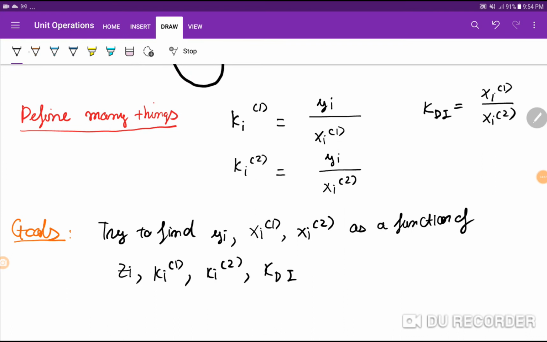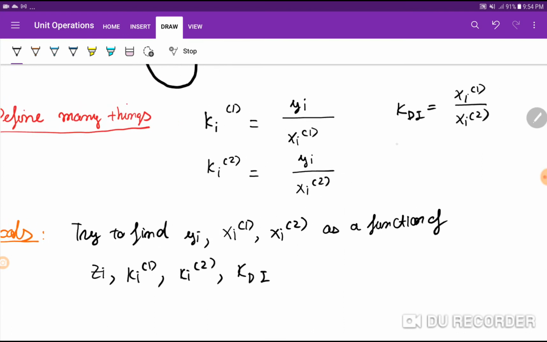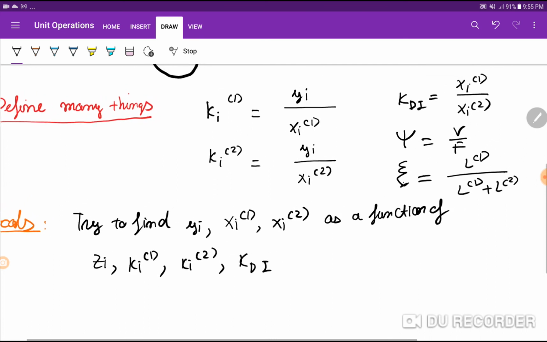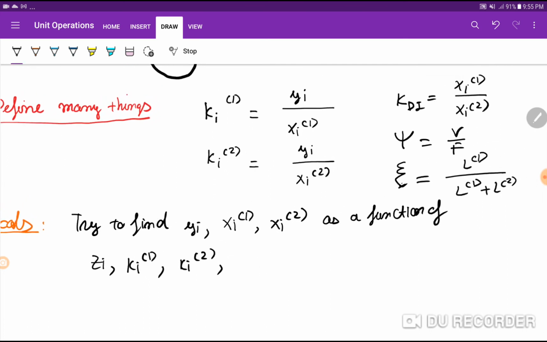My apologies. I'm gonna add two more things right here, which is psi is V over F, and epsilon will be L1 over L1 plus L2. I apologize, guys. Now I'm gonna try to find all of this in terms of Zi, Ki1, Ki2, psi, and epsilon. Okay, this is the goal. This is what we're literally trying to do.